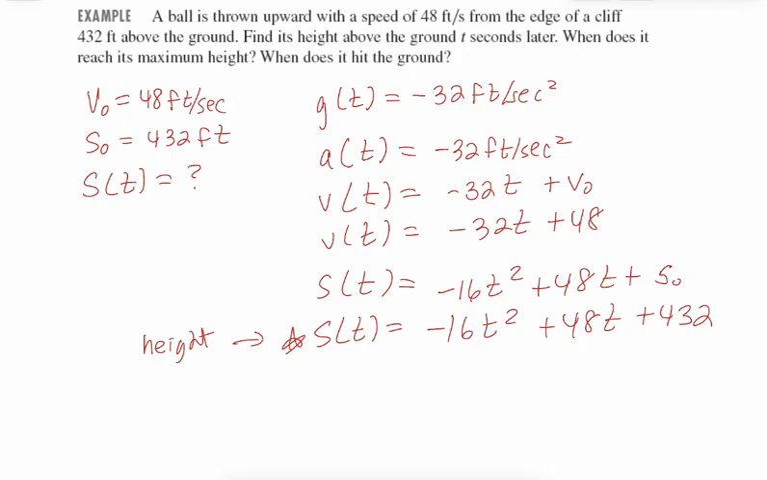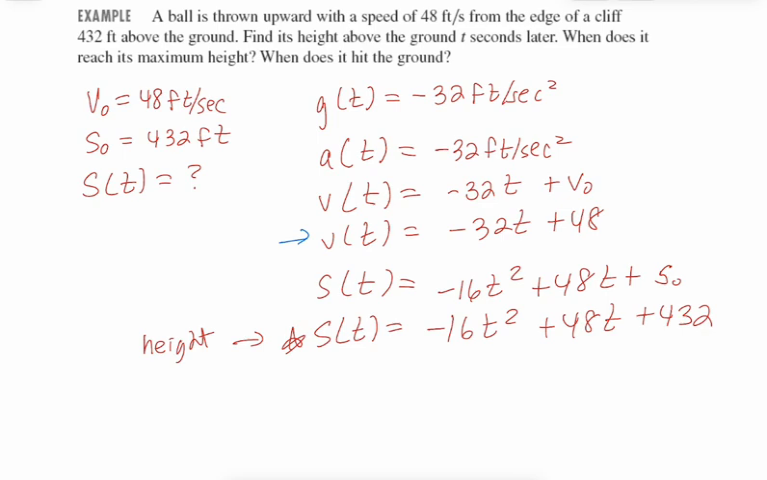Well, there's a few different things we know about maximums. Maximums occur where the first derivative equals 0. Remember that? That is a thing. The first derivative is our velocity function. So we can just set that equal to 0.